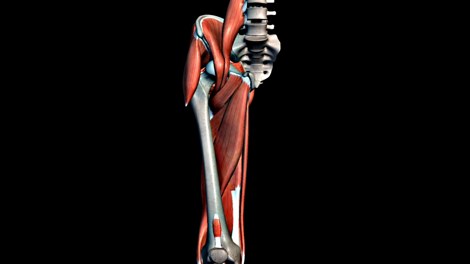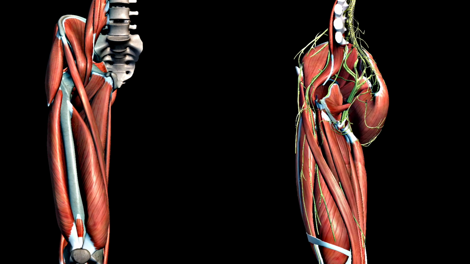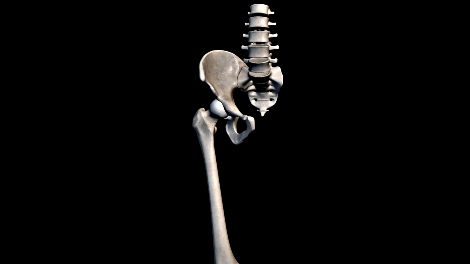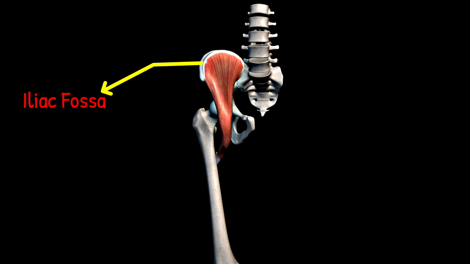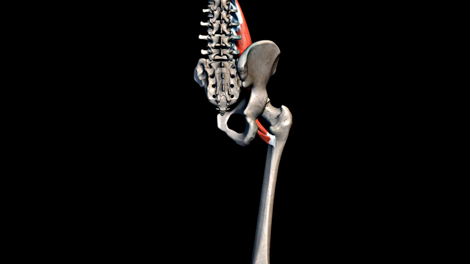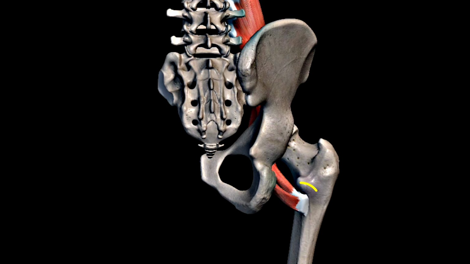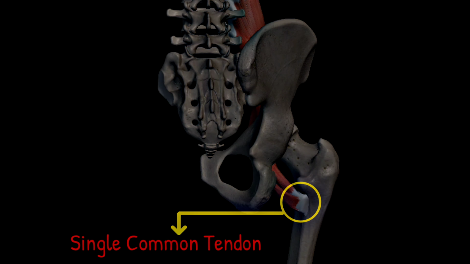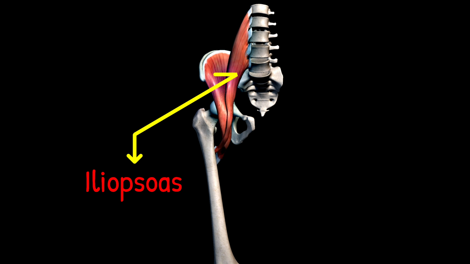Now we will discuss the attachments and nerve supply of all muscles individually, and at the end, clinical correlation will be discussed. Iliacus originates from the iliac fossa. Psoas major arises from lumbar vertebrae. They join each other and are inserted at the lesser trochanter via a single common tendon. Because of their joining, they are called iliopsoas collectively.